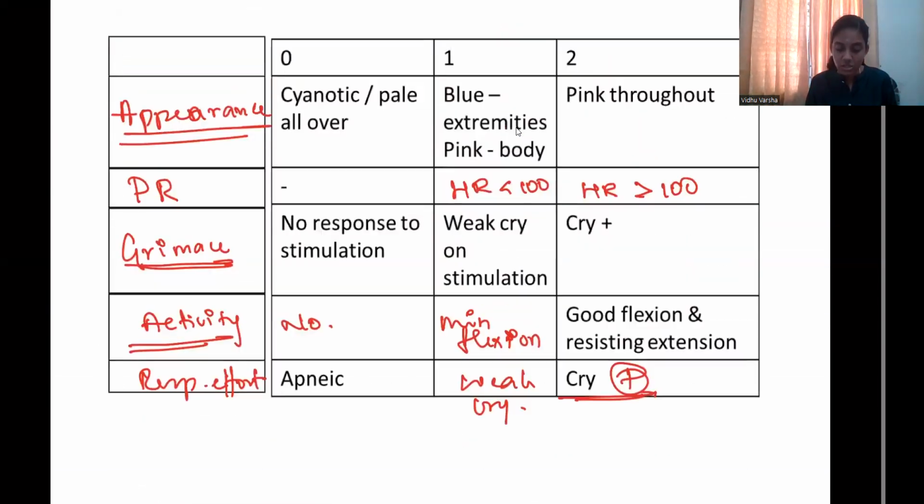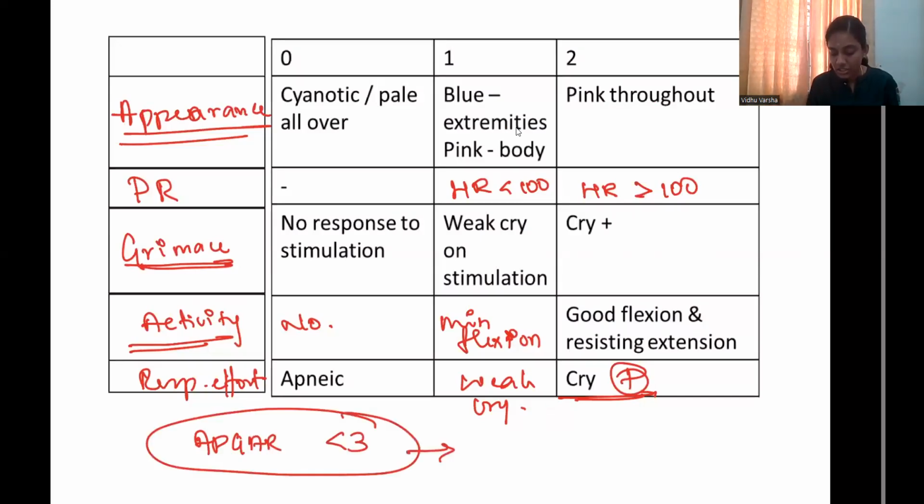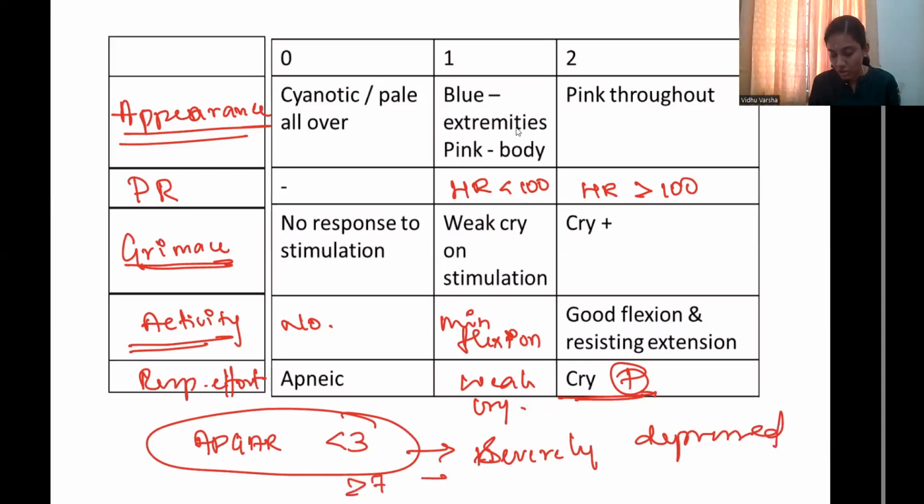Fine. So when the Apgar score is less than 3, the child is said to be severely depressed. More than 7 indicates normal. This Apgar score is mainly meant not for your resuscitation. It is mainly meant for indicating the neonatal mortality.